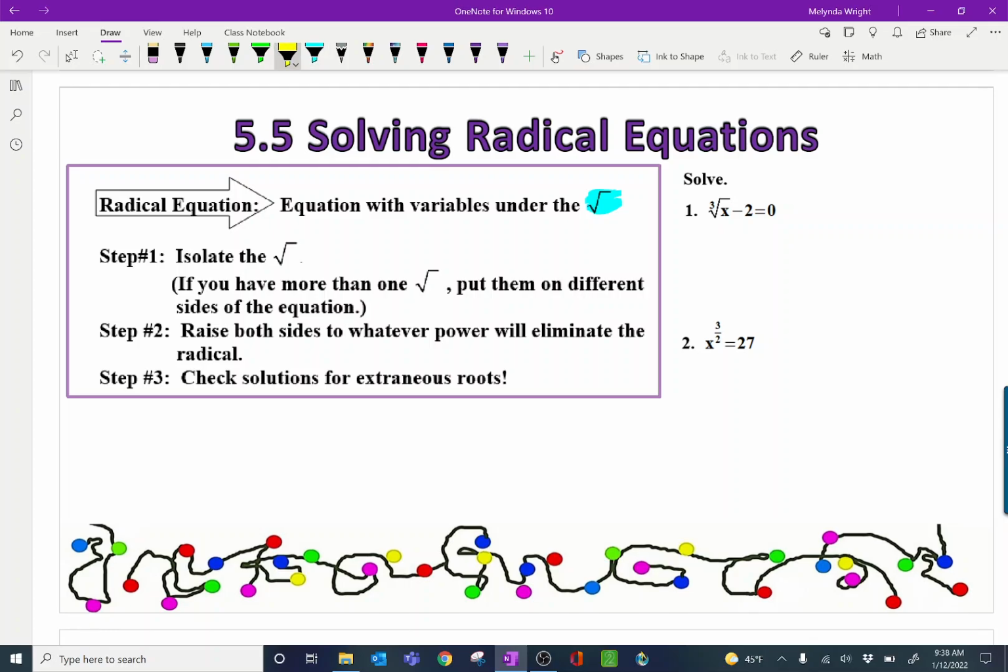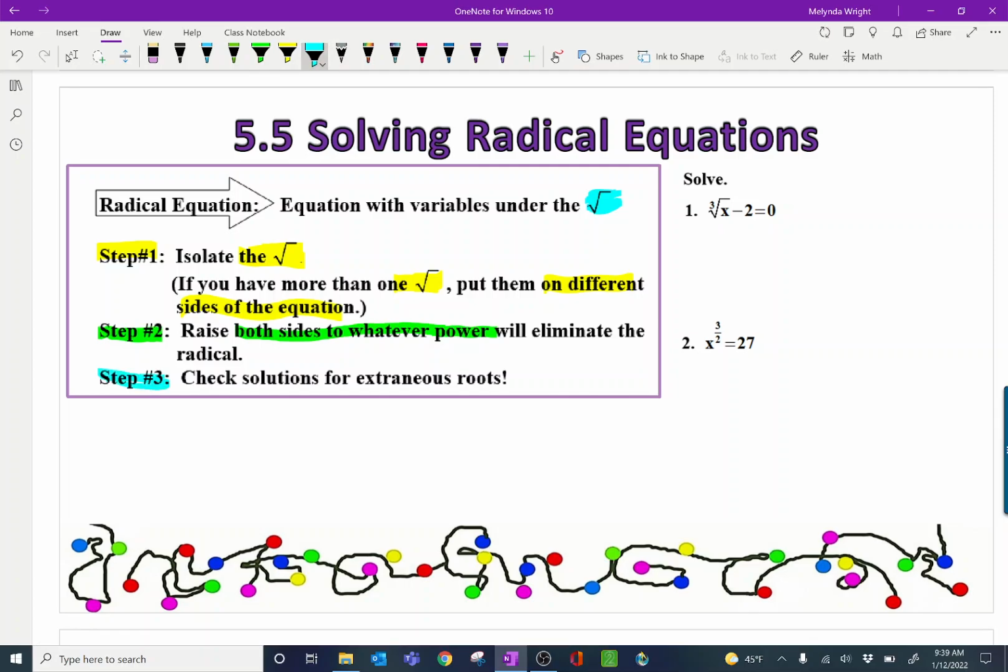So the very first thing that you would do, our first step, would be to get the radical by itself, isolate it. If you happen to have more than one, ooh, then you're lucky, right? If you happen to have more than one, then you want to put them on different sides of the equation. Okay, so these are just our guidelines. This is what we would do. The second step, so our step number 2, once we get isolated, we're going to raise both sides of the equation to whatever power will eliminate the radical. And that might sound kind of weird right now, but we'll work through it and we'll explain what that means. And the last step is to check for extraneous roots.